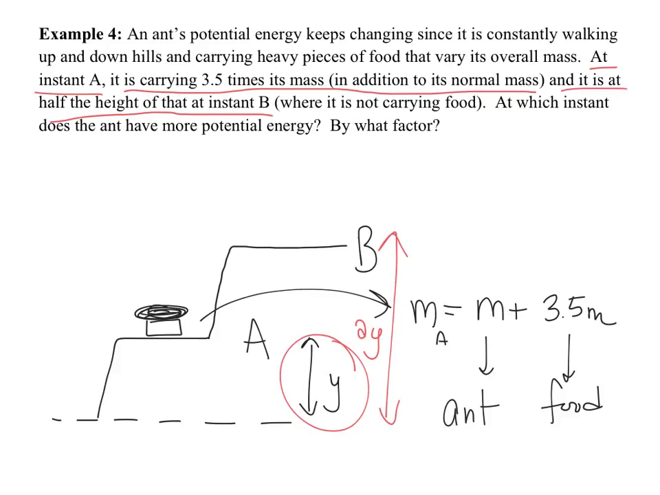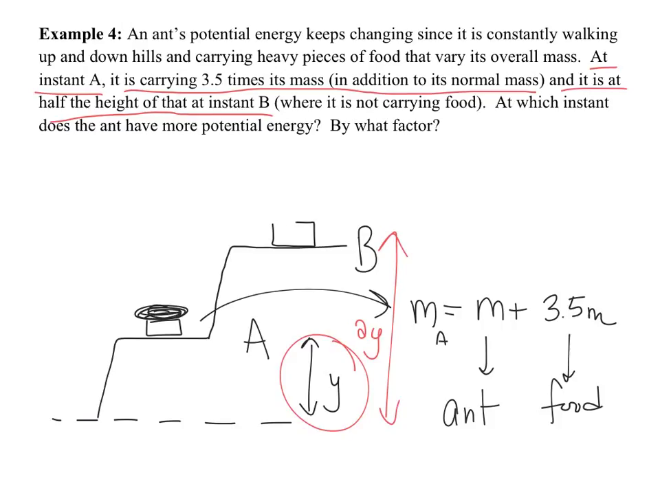You could pick a height, I don't care. Pick 5 for y, then 2y is 10. Pick 20 for y, then 2y is 40, etc. The goal is to figure out at which instant the ant has more potential energy. At one instant, it's lower, right? But it's got a lot more mass. At the other instant, it's higher up, but it dropped the food along the way.